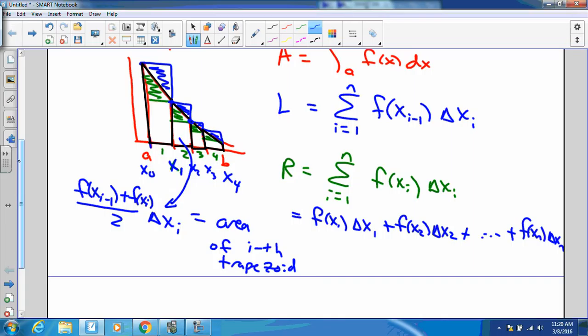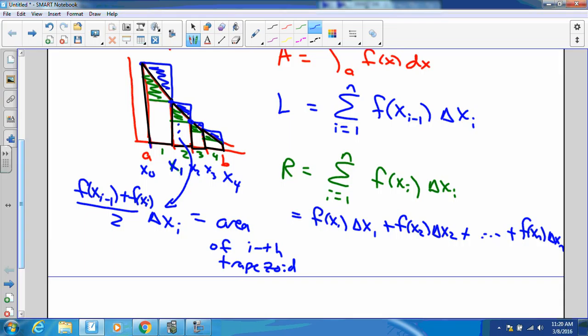Does everybody understand what I'm saying here? Sure. Pick one trapezoid, call it i. Number it i. Now its two bases are going to be the height of the curve on the left and the right. The height of the curve on the left is f of x sub i minus 1. The height of the curve on the right is f of x sub i. Average of the bases times the width, and that's the area of the ith trapezoid.